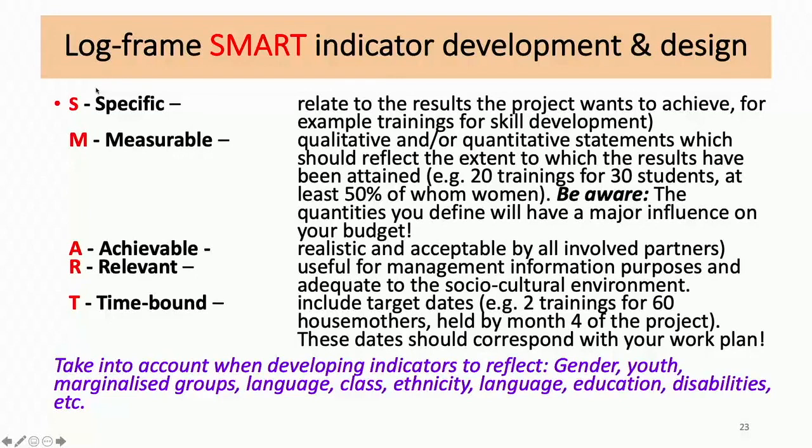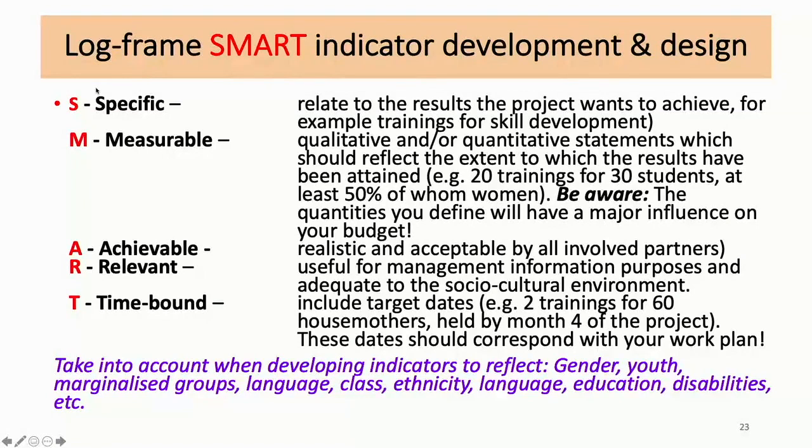Be aware, the quantities you define will have a major influence on your budget. So we can have very nice indicators, but we also need to consider the cost of measuring those indicators. Achievable: they must be realistic and acceptable to the involved partners. Relevant: it must be useful and provide useful information to evaluate and determine the success of the project. Time-bound: they must include target dates.